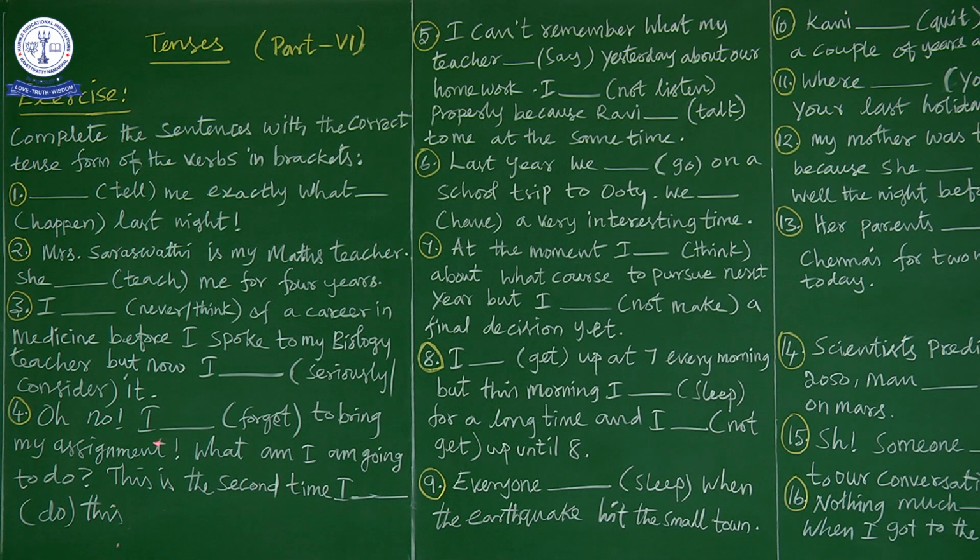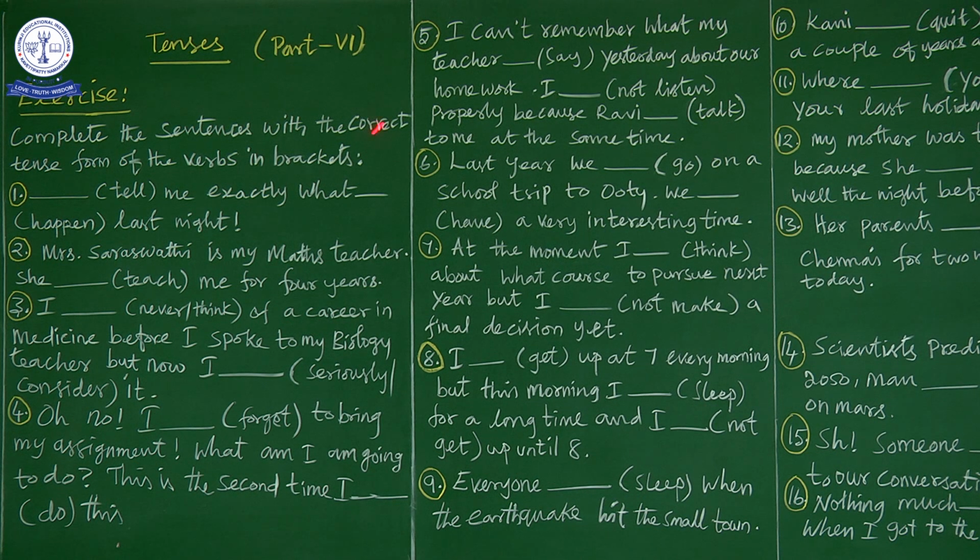Now let us go back to the contextual. Whenever you read a sentence, if they are giving two exercises in the same sentence, find out the keyword, answer to the keyword, then analyze the contextual, then you will understand and you can easily answer. Since we used a past tense here, naturally it is also past tense. So, oh no, I forgot to bring my assignment. What am I going to do? This is the second time I did this. Okay, so this is the answer for the fourth exercise.